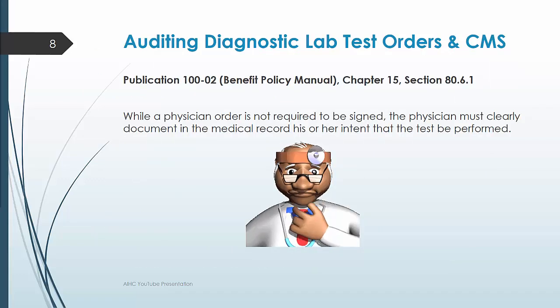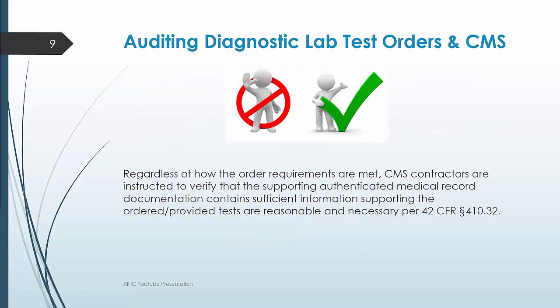The Medicare Benefit Policy Manual, which is publication 100-02, Chapter 15, Section 80.6.1, states that while a physician order is not required to be signed, the physician must clearly document in the medical record his or her intent that the test be performed. Regardless of how the order requirements are met, CMS contractors are instructed to verify that the supporting authenticated medical record documentation contains sufficient information supporting the ordered and provided tests and that they are reasonable and necessary.